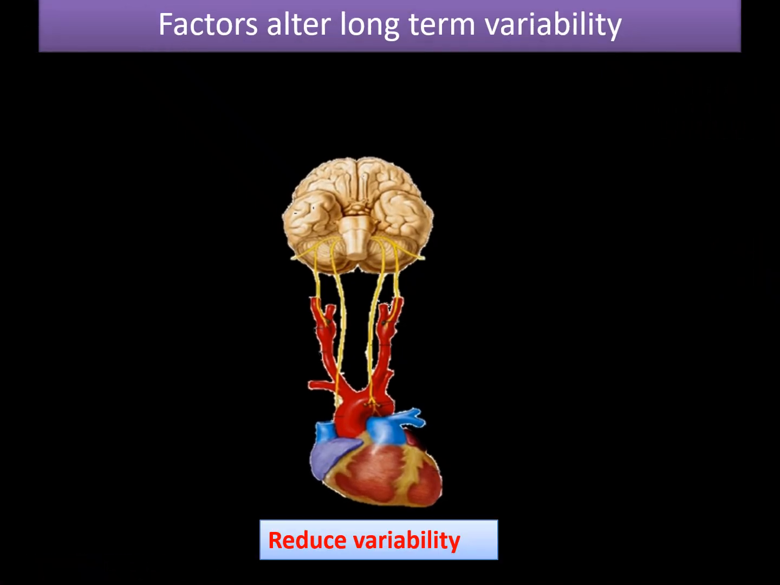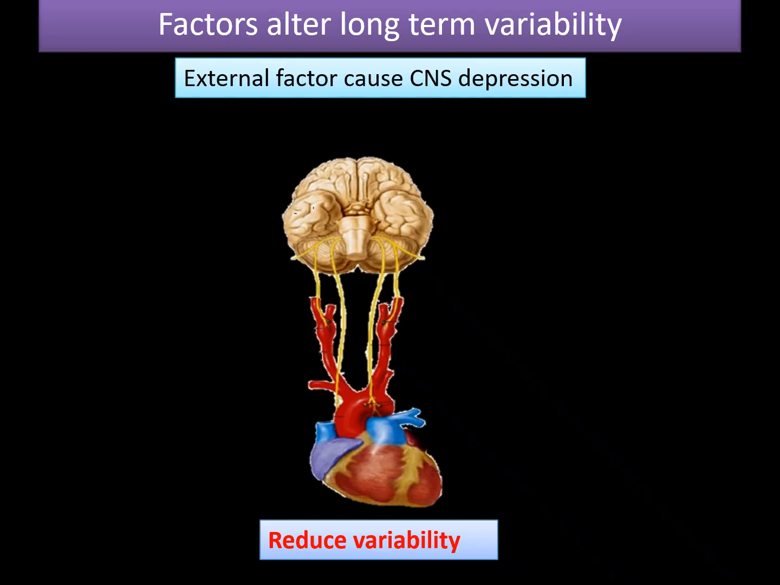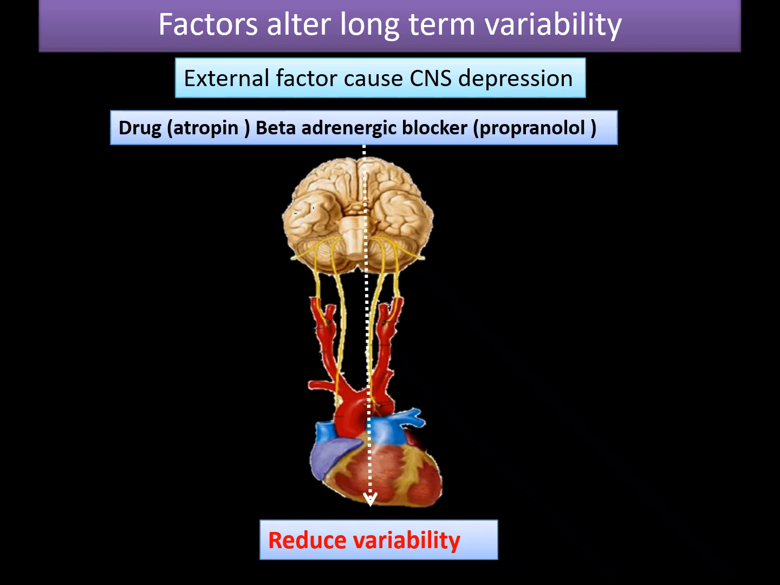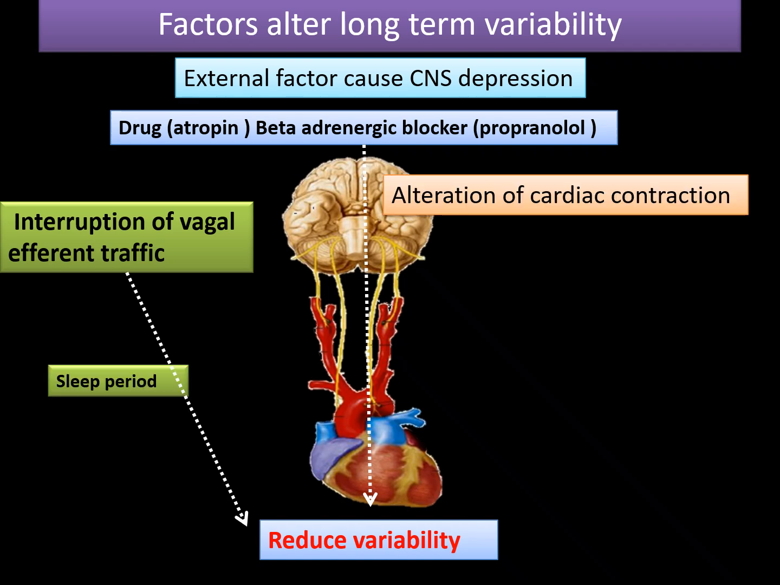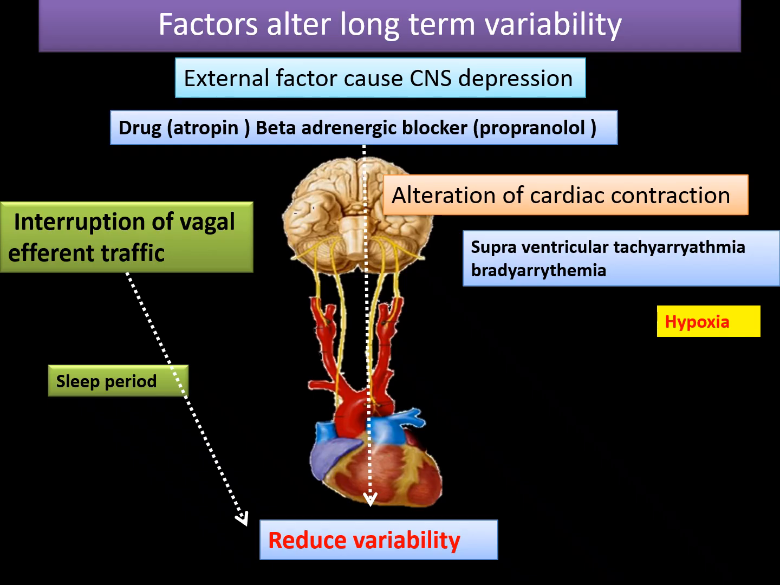There are several factors altering the long-term variability, apart from sleeping. External factors cause central nervous system depression, such as drugs like atropine and beta-adrenergic blockers, and the interruption of the vagal efferent traffic during the sleeping period. There are alterations of the cardiac contractions, such as supraventricular tachycardia or bradycardia, and hypoxia itself, affecting the autonomic parasympathetic vagus and reducing the variability.